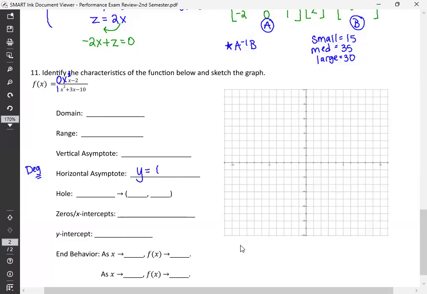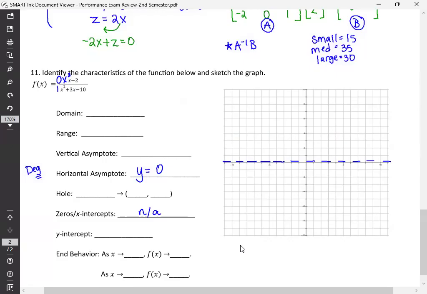So 0 over 1 is 0. That means that our x-axis is actually an asymptote. We cannot touch the x-axis. And so when I go to do my x-intercepts, I should see later that I'm not going to have an x-intercept because it's an asymptote.